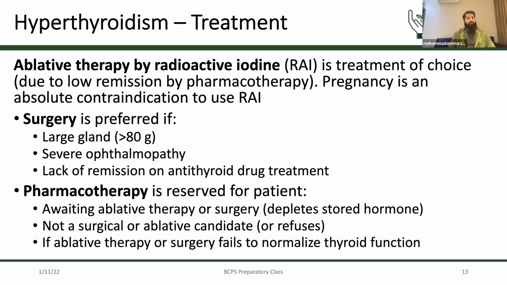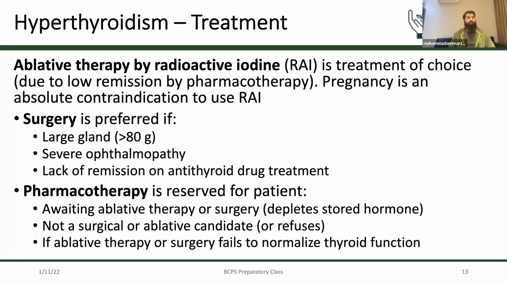If surgery is planned, we have to give pharmacotherapy as well. It is not the case that if you are doing surgery, you will not use pharmacotherapy. If surgery is planned, for example, you have to give methimazole until the patient is euthyroid. I mean, until the thyroid secretions are normalized. Apart from this, iodide is also given in such patients who are going for preparation of surgery.